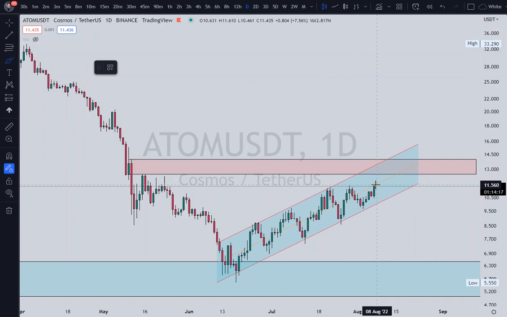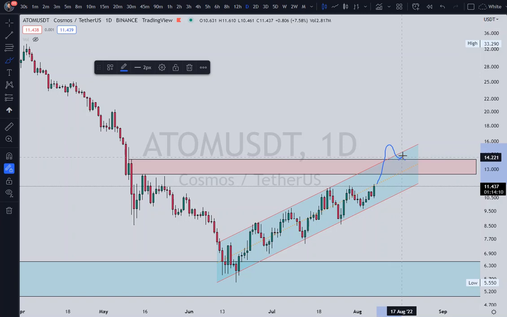This view would be invalidated if price breaks this resistance to the upside and stays above it for a few sessions, then starts going up. Then this view, in which this channel is just a retracement, will be invalidated, and definitely I will enter here.